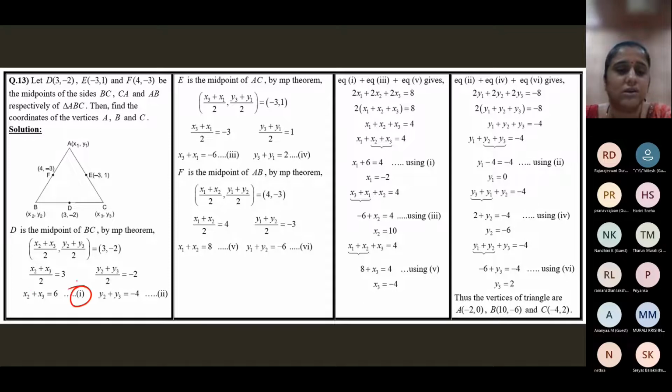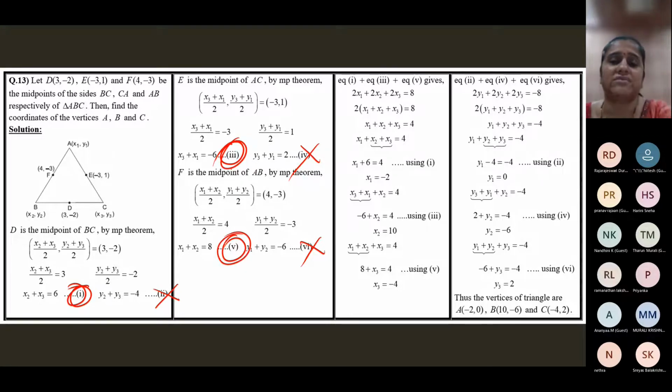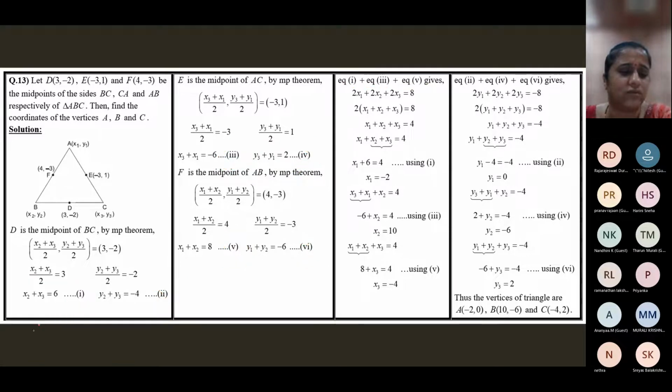So here we have equations 1, 3 and 5. They have x2, x3, x3, x1, x1, x2. And look at equations 2, 4 and 6. They have y1, y2, y3 in them. So add equations 1, 3 and 5, which have only the x's in them. So equation 1 plus 3 plus 5, when you add, what do you get? You can write them one below the other if you want. So it's like this: x2 plus x3 is equal to 6.